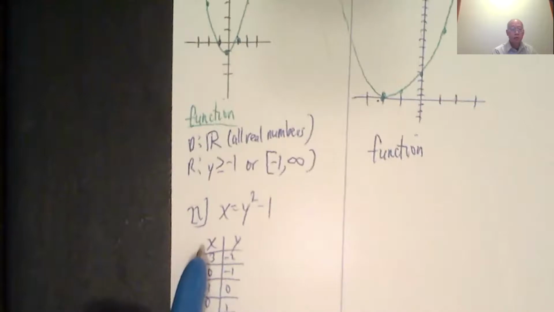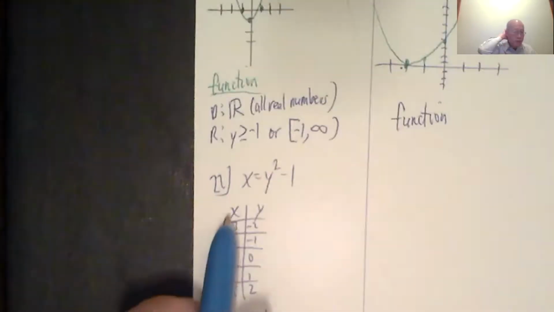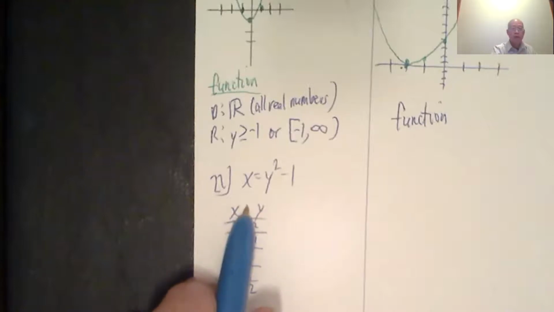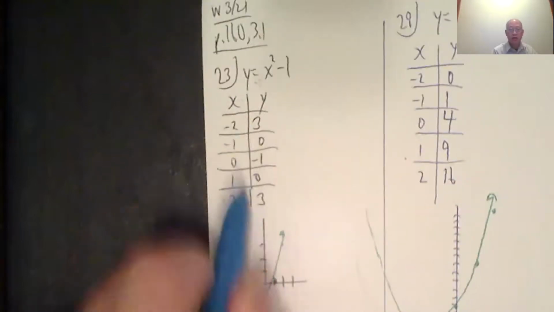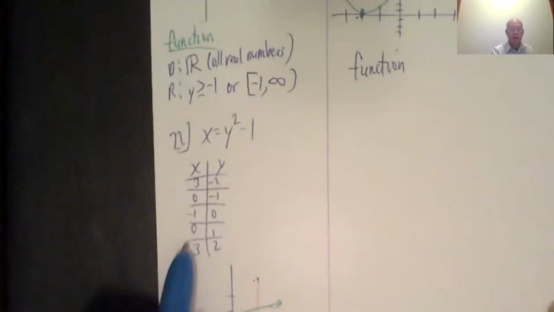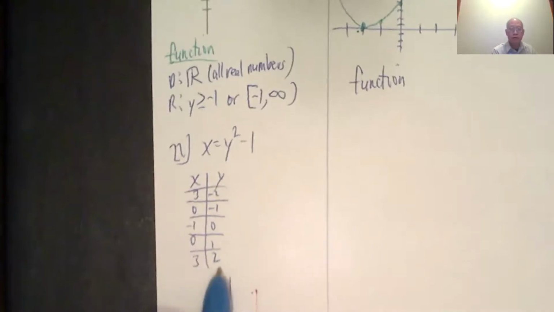Right, 22 looks almost the same as this one, but x and y are reversed. It says x equals y squared minus 1. And if you stop and think about it, all that happens is x and y are reversed from here. So why don't I just take all these values and just reverse them? So that's exactly what I did. I just took all these ordered pairs and reversed them: 3, -2; 0, -1; -1, 0; 0, 1; 3, 2.